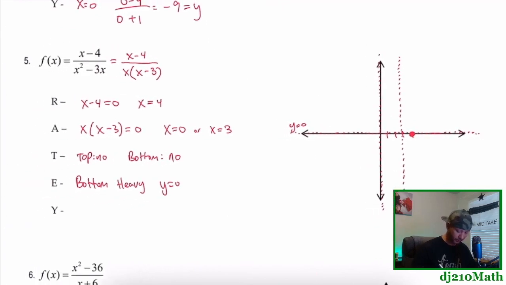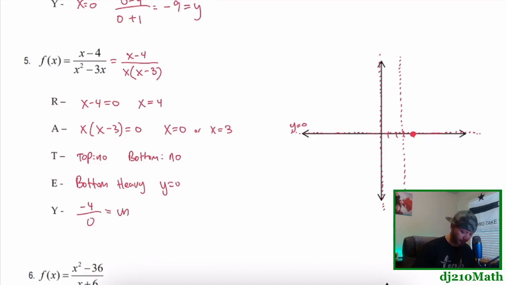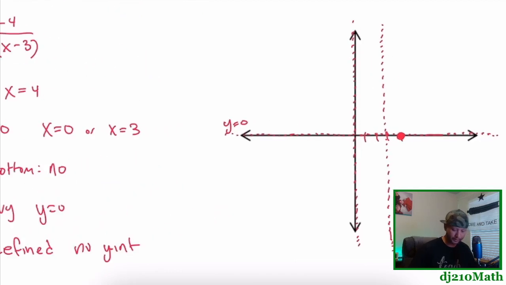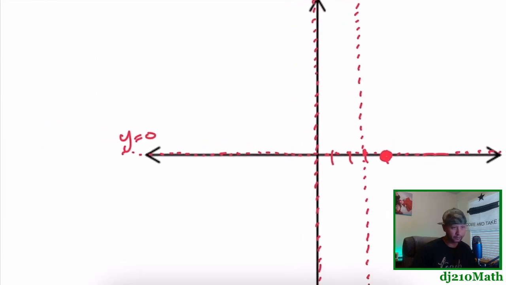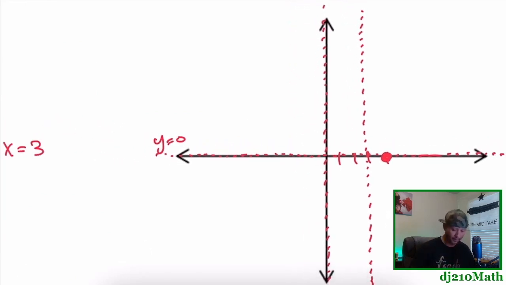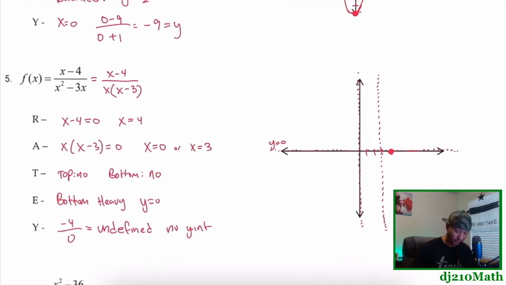And is there going to be a y-intercept when x is 0? So when x is 0, we're going to get 0 minus 0. So it's undefined when x is 0. So no y-intercept. Which makes sense because there's a vertical asymptote through x equals 0, which is basically the y-axis. So, all right.